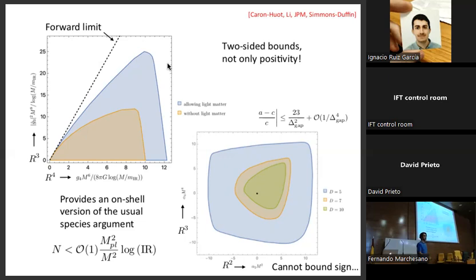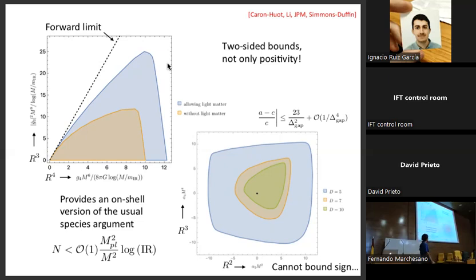But this is essentially like an on-shell version of the usual species argument. Instead of using corrections to the propagator of the graviton, here we're using the 4 graviton amplitude. And indeed, we learned that the only way to have an arbitrary large number of particles is if the cutoff actually goes like 1 over the square root of n.